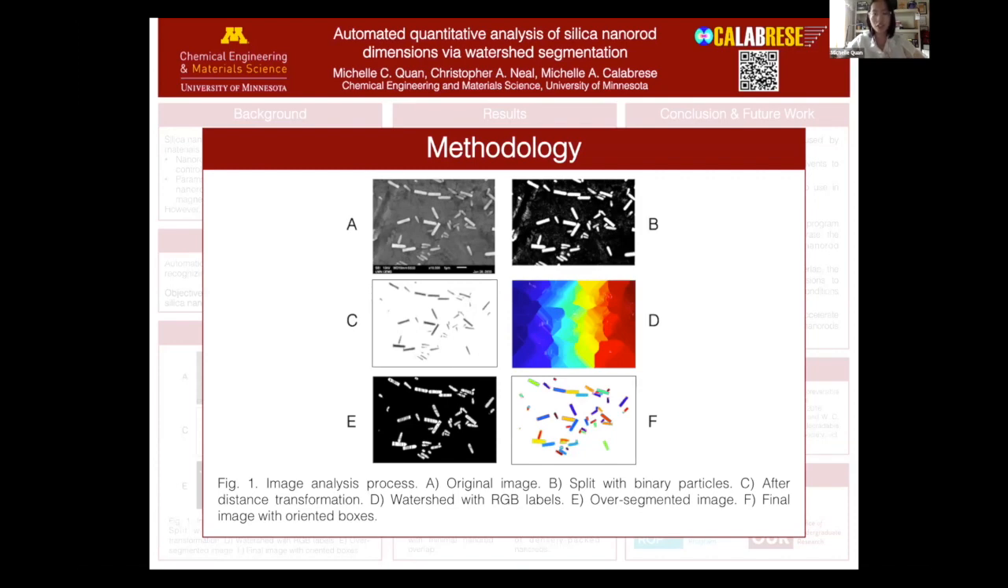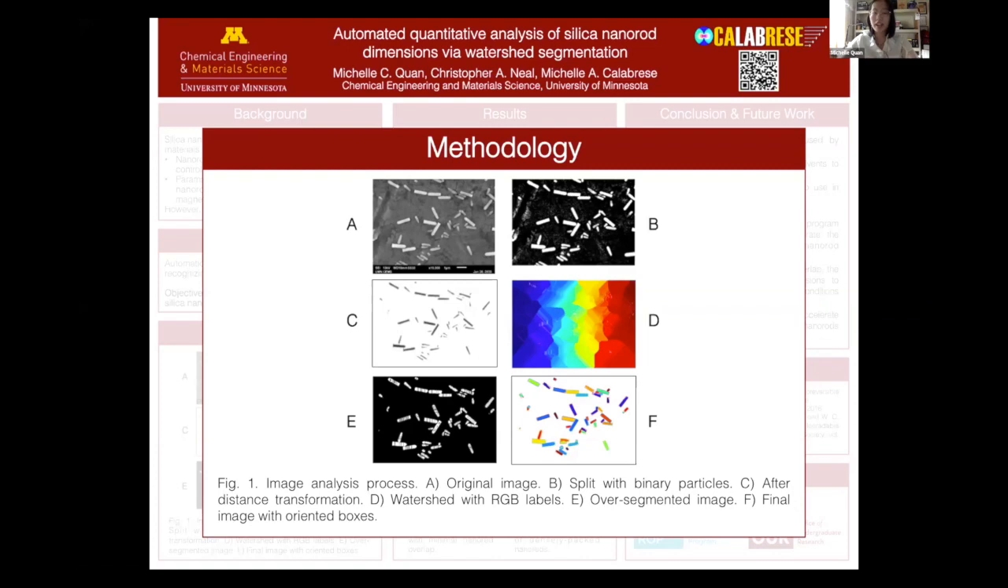To address this issue, we redo the distance transformation and also the watershed segmentation. However, we add thresholding to reduce the impact of these striations and ensure that they don't show up in the final product. The final product is in image F. You can see the particles with RGB labeling once more, but they are also surrounded by boxes. These boxes are called oriented boxes, and they are the minimum area bounding box that completely encloses each of the nanorods. When done correctly, the bounding box length should be equal to the length of the nanorod, and the width of the bounding box should be equal to the diameter of the nanorod.